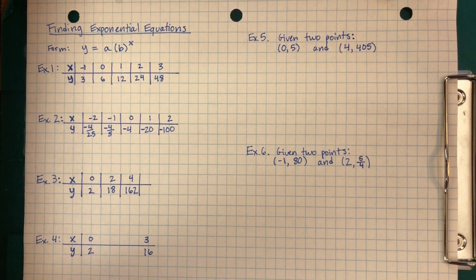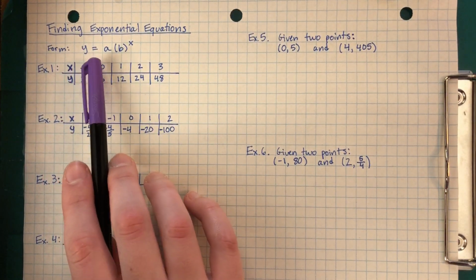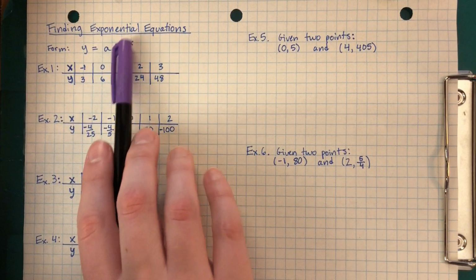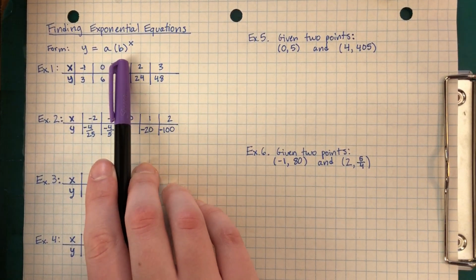Okay, so we've talked about how to tell certain things about an exponential equation by looking at the graph. And now we're going to try to find the exact equation by looking at a table of values. So all of these equations are going to be in the form y equals a times b to the x. Remember, we call this b the base.